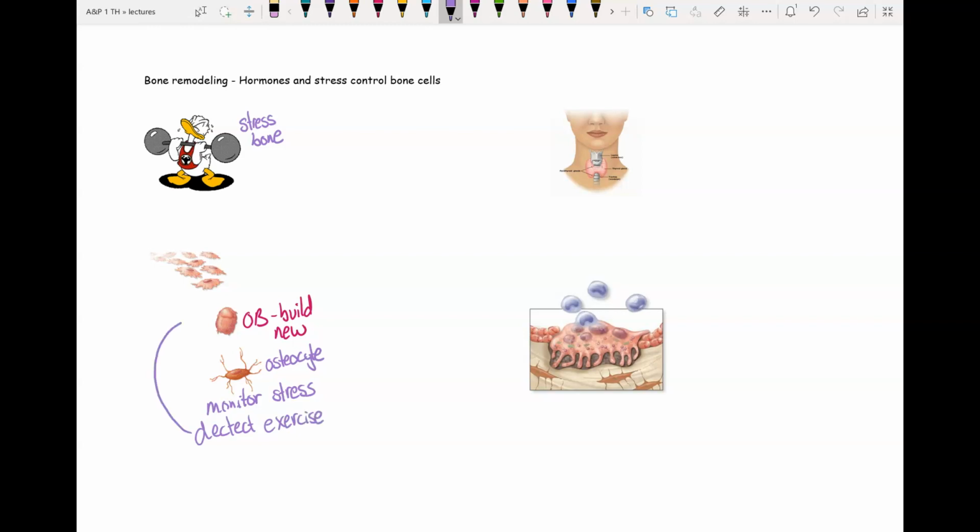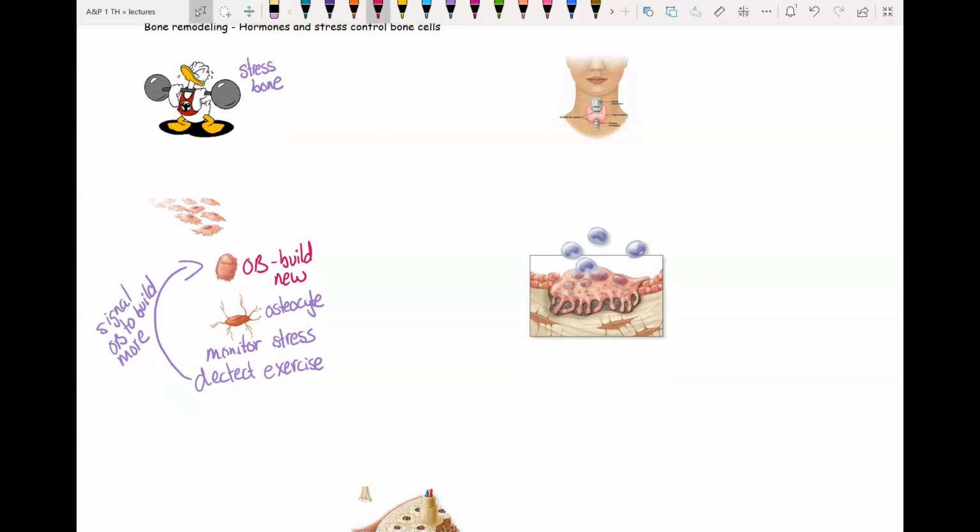And they will stimulate your osteoblasts to build more bone. And when they build more bone, your bones get stronger and denser. And you do this by taking calcium from your blood. So this has the effect of reducing your blood calcium.